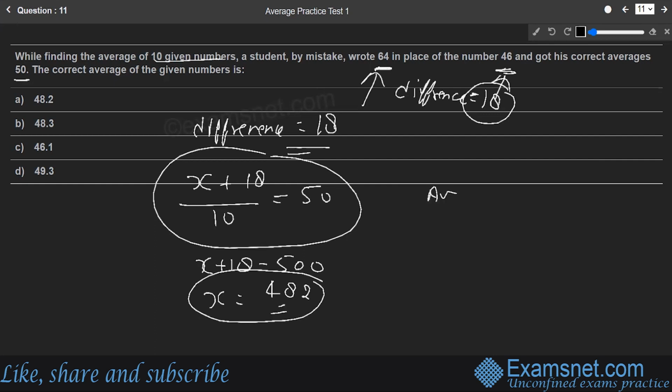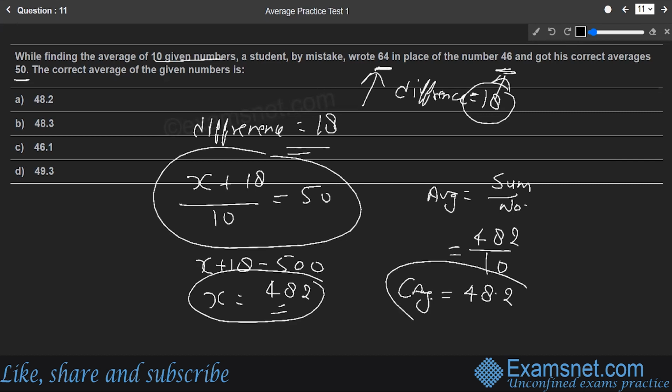So average is always calculated as the sum of all divided by the number. How much is the sum of all? It is 482, and the numbers are still 10. So the correct average is nothing but 48.2. So that's what becomes the right answer, 48.2. Let's see where it is available. It is available in option number A. So that becomes the right answer.